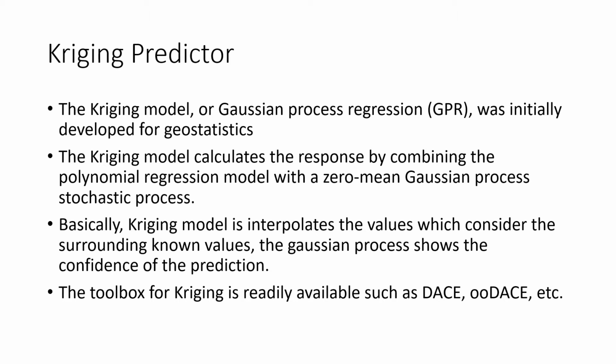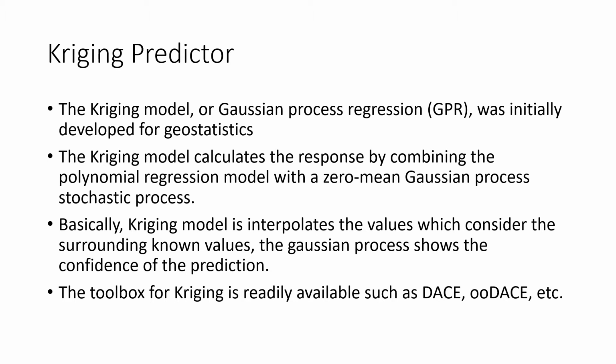So the Kriging model calculates the response by combining the polynomial regression model, which is like the linear regression model, with a zero mean Gaussian process, which I will briefly mention. So basically, I will oversimplify this. The Kriging model interpolates the values considering the surrounding known values. So the nearest will be calculated as an input, and the Gaussian process will show the confidence of the prediction.